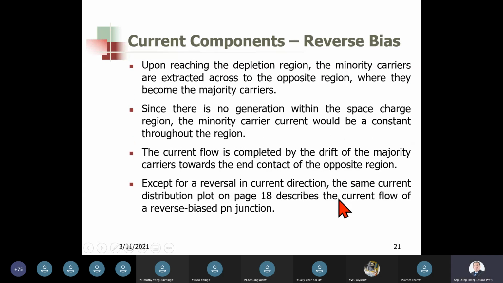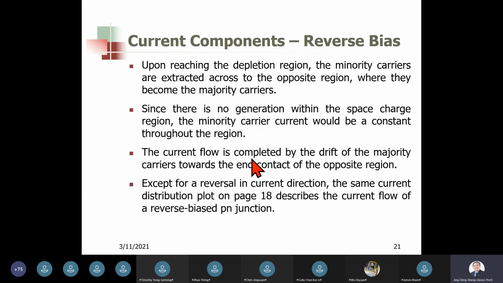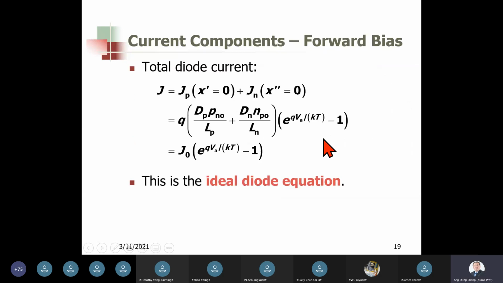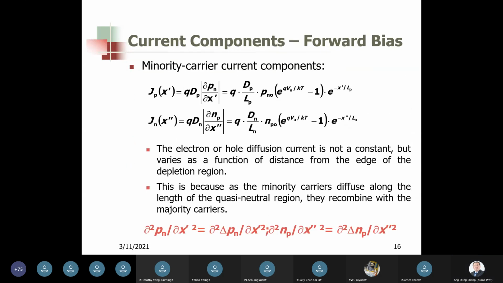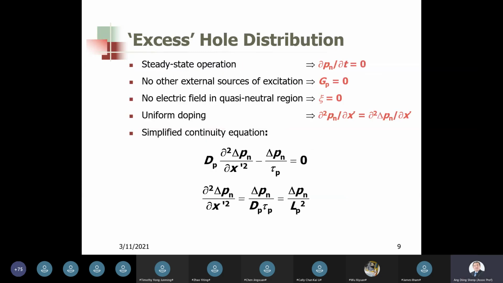Okay, now I will show you the next slide, which shows you the different current components inside a reverse bias PN junction. And as we discussed, we will cover some of the points here. Okay. Now, before doing that, let me go back to this slide again on reverse bias.